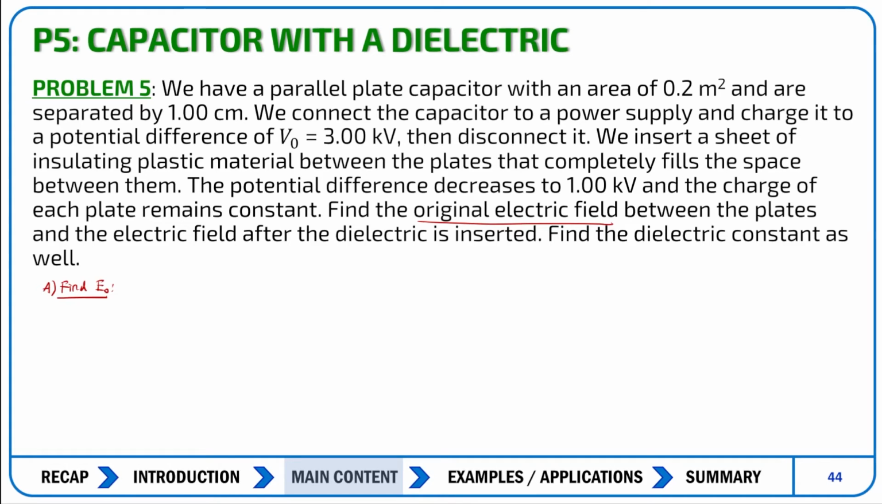Let's find E naught. We know that the electric field is constant and uniform, so we can use V naught equals E naught D immediately. E naught is equal to V naught over D. We know V naught is 3000 volts, and D is 1 centimeter, which is 0.01 meters. So E naught is equal to 3 times 10 to the 5 volts per meter. So that's our first answer.